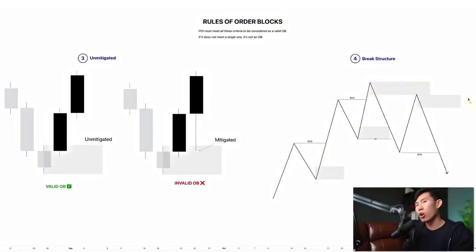And then this is also going to be a valid order block because it did lead to a break of structure. So those are the 4 rules of order blocks, right?